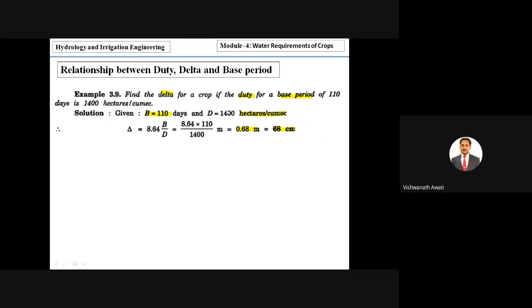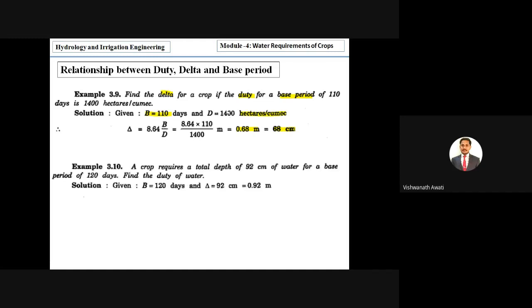It means for the complete growth of that crop it requires 68 centimeters of water. Next problem: a crop requires a total depth of 92 centimeters of water. So here they have given a crop requires a total depth of 92 centimeters, meaning it is a delta of water for the base period of 120 days. Find the duty of the water.